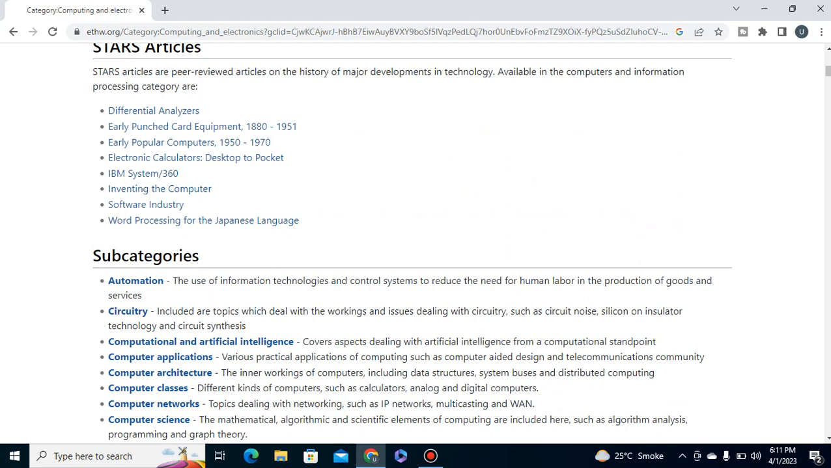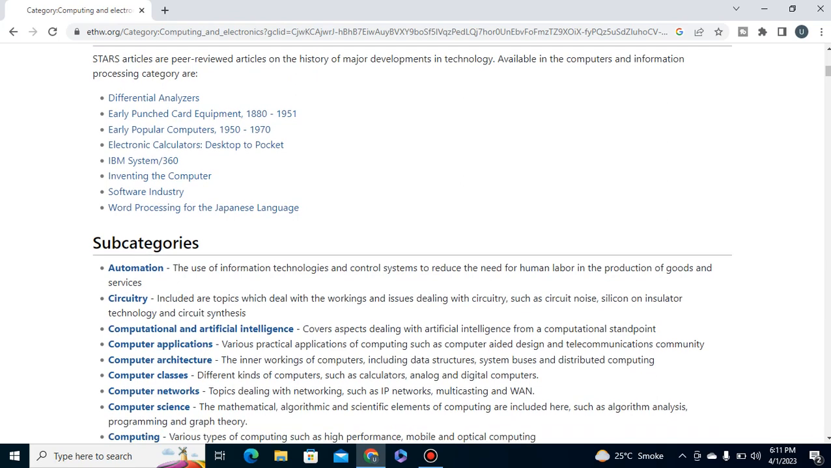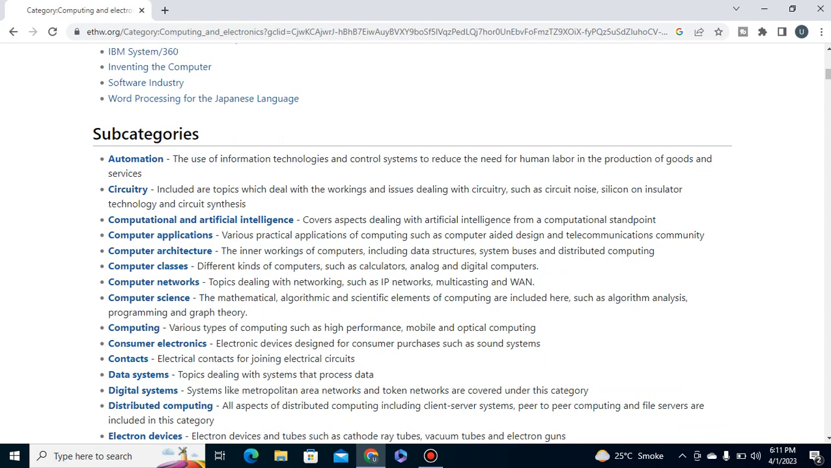Computer networks: topics dealing with networking such as IP networks, multicasting, and WAN. Computer science: the mathematical, algorithmic, and scientific elements of computing are included here, such as algorithm analysis, programming, and graph theory. Computing: various types of computing such as high performance, mobile, and optical computing. Consumer electronics: devices designed for consumer purchase such as sound systems.